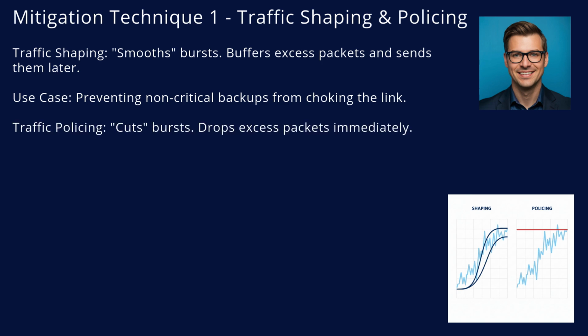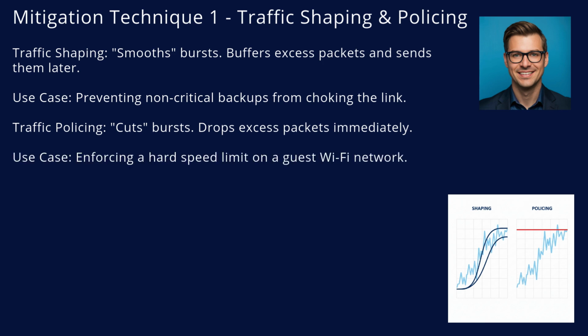Traffic policing is the harsh approach. It enforces a strict speed limit. If a user exceeds the limit, the router simply drops the extra packets. You use shaping for critical apps that are just being too bursty, and policing to punish bad behavior, like someone downloading movies on the guest Wi-Fi.